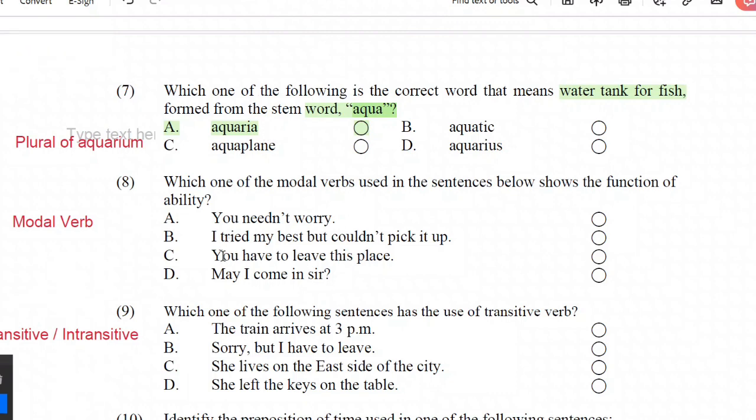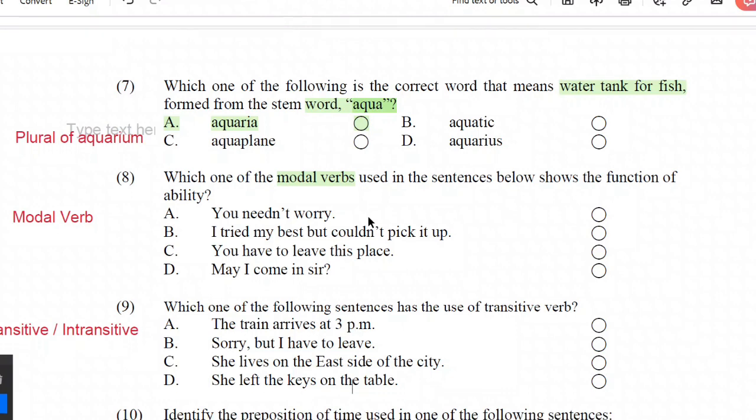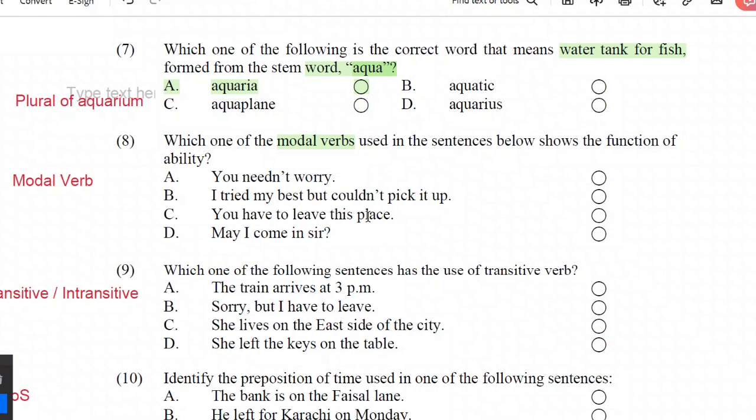Moving towards the next question, it is an example of modal verb, and again modal verbs come under parts of speech, not forms of verb. If you prepare parts of speech in detail, you will be able to solve this question. So what are basically modal verbs? Modal verbs are the verbs that are used to ask for permission, or to show ability, or to ask for help.